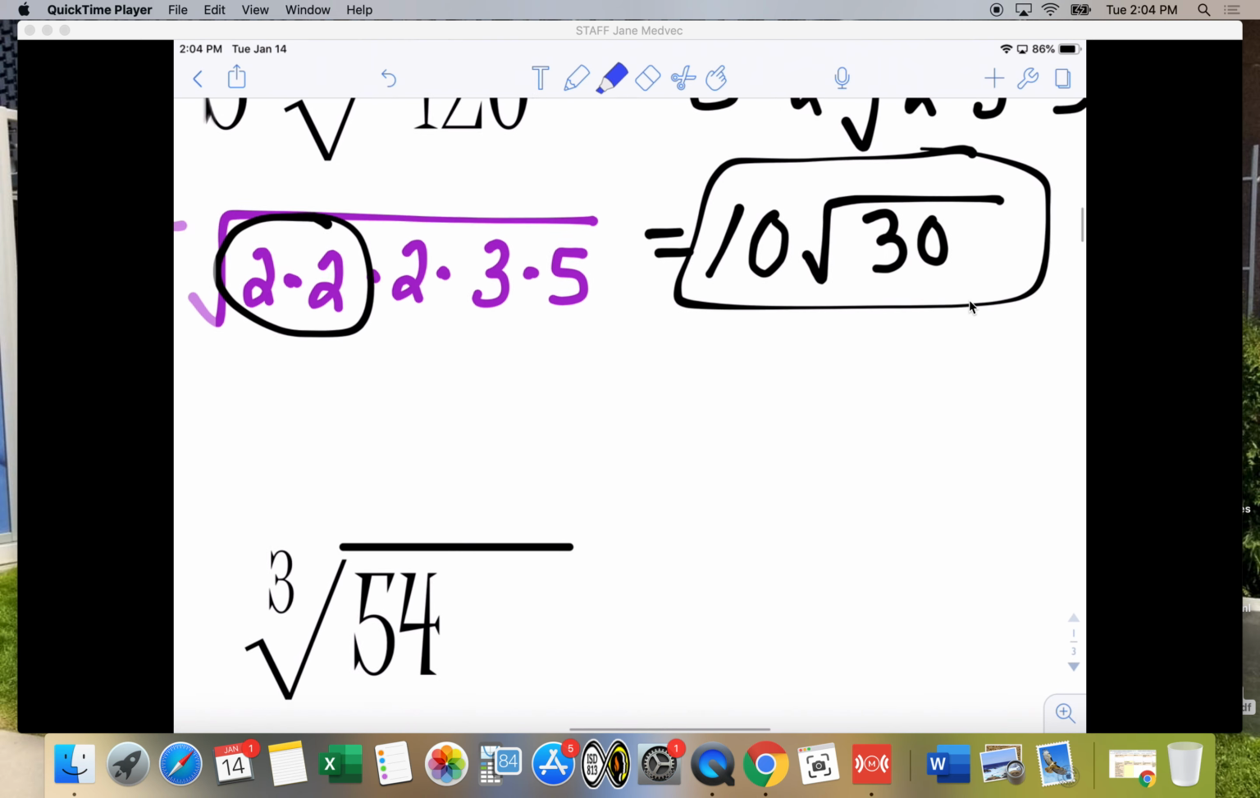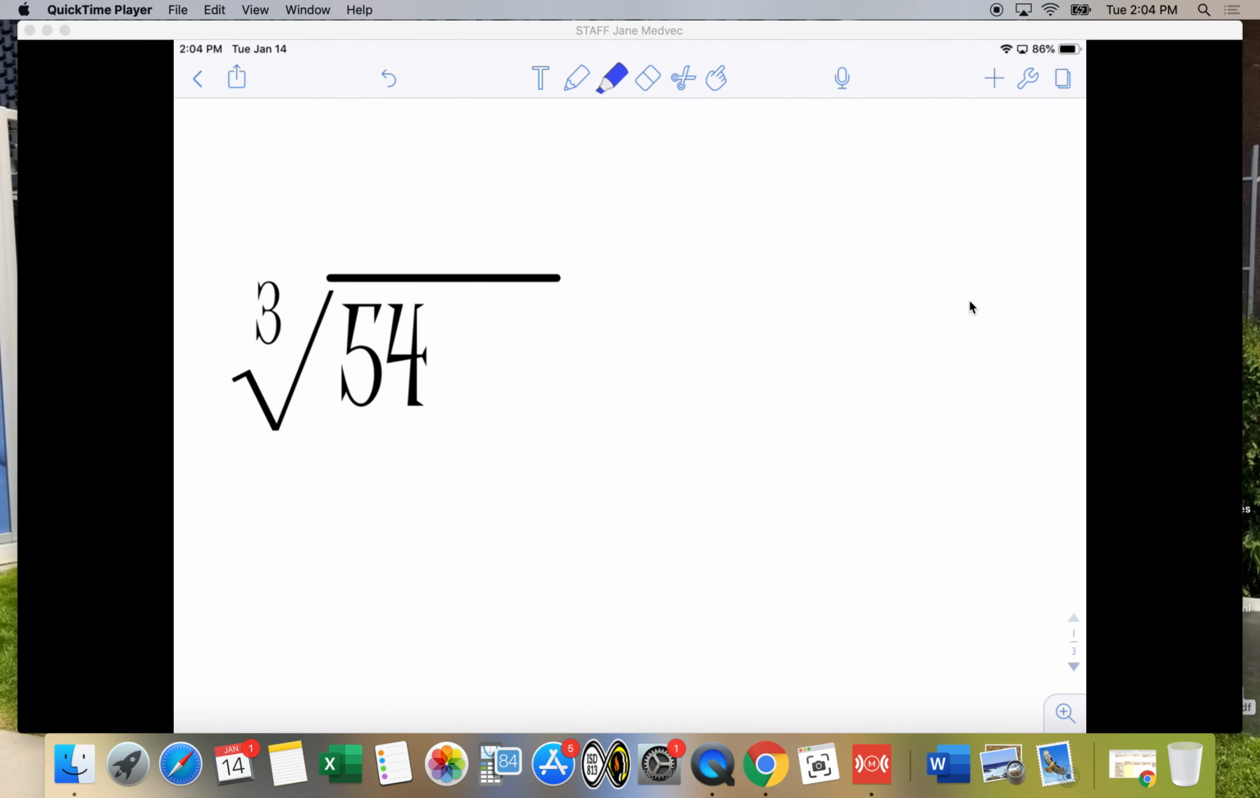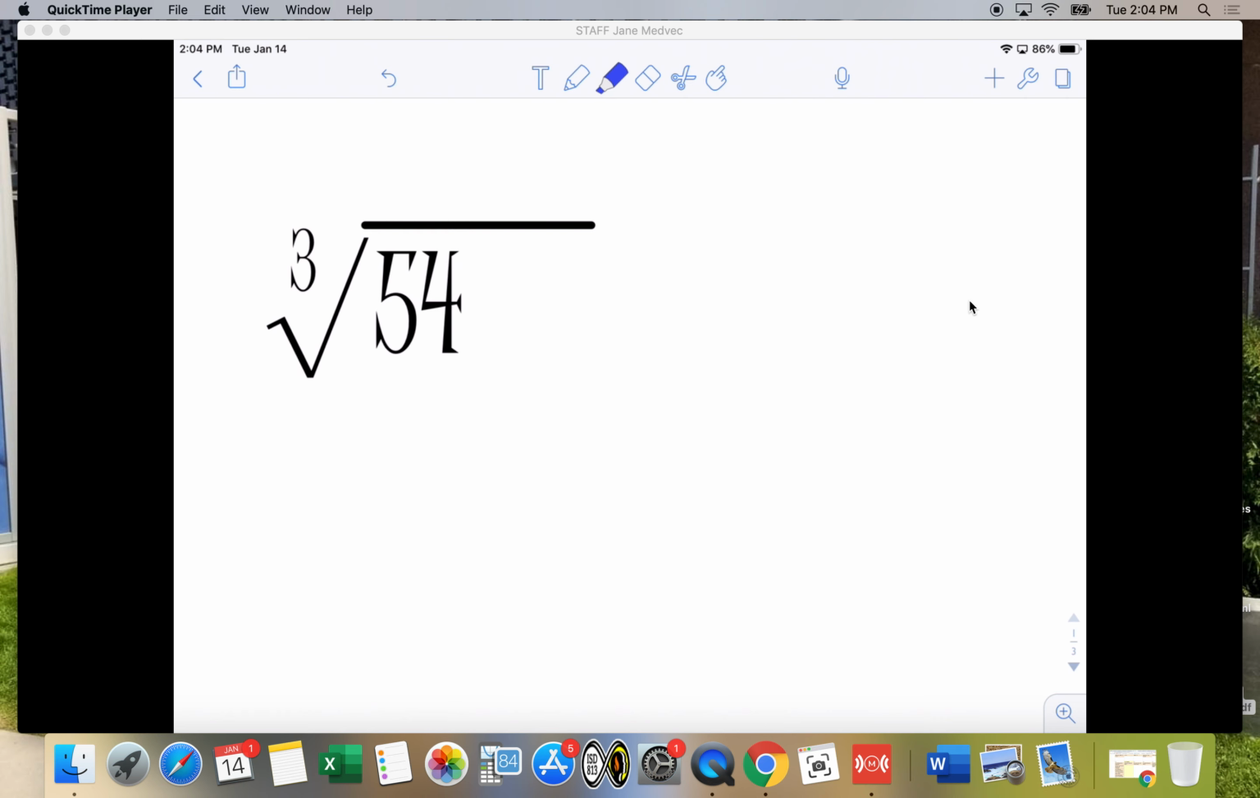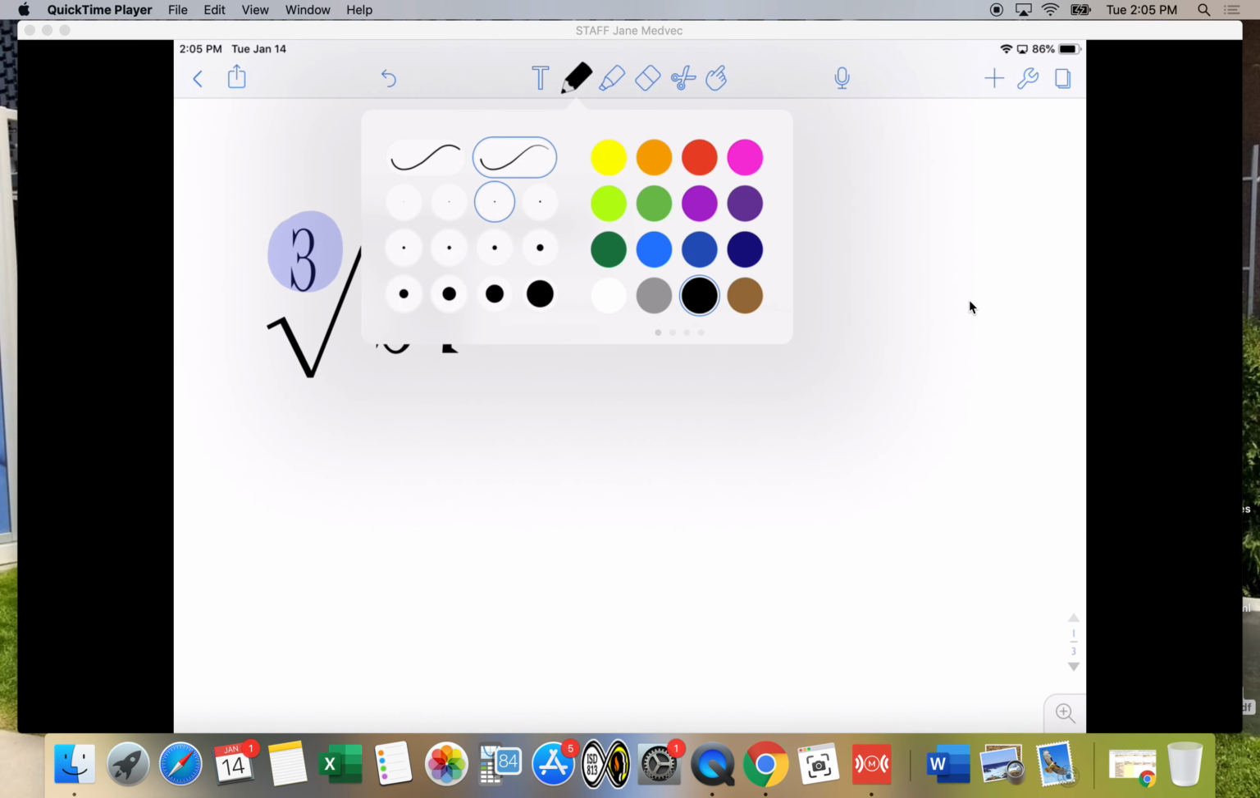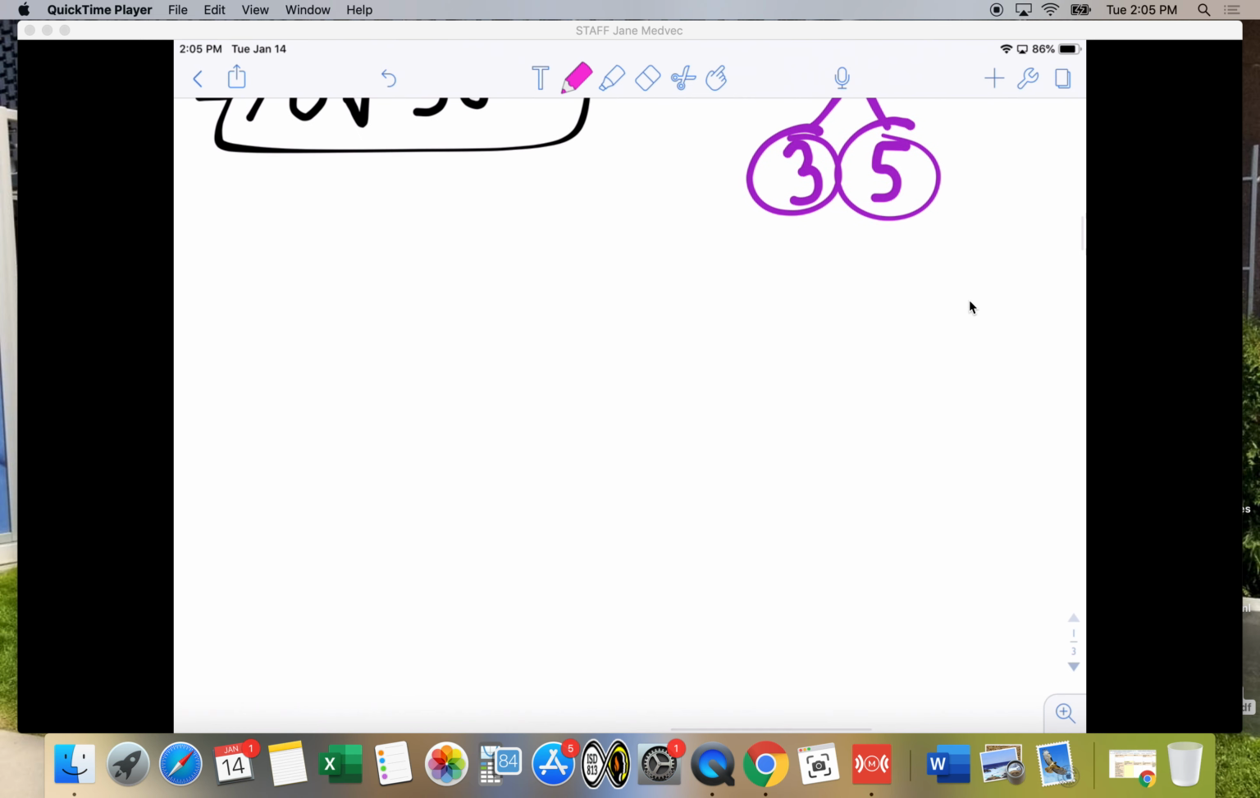All right. Let's move on. You're going to notice this is a little bit different. You're going to notice that there's a 3 there instead of a 2, okay? So we handle these just a little bit different, but the process is kind of the same. So what we're going to do is come off to the side, and I'm going to take 54 and break it down into what?